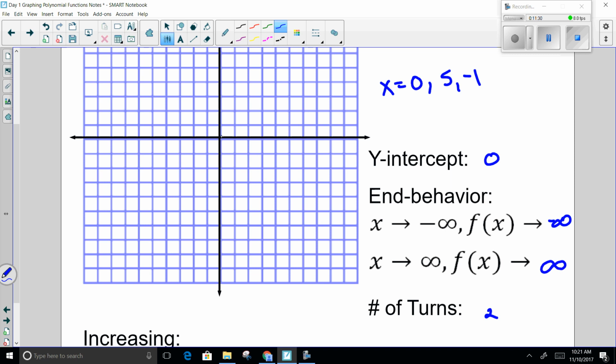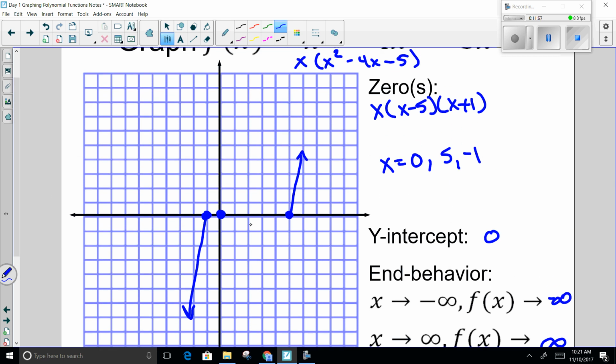We have a zero of 0. We have a zero of negative 1. We have a zero of 5. 1, 2, 3, 4, and 5. We have a y-intercept of 0, which is already on the graph. We now take our end behavior: as x goes to negative infinity, y goes to negative infinity. So we go from our smallest x down. We go from our largest x up because as x goes to positive infinity, y goes to positive infinity.